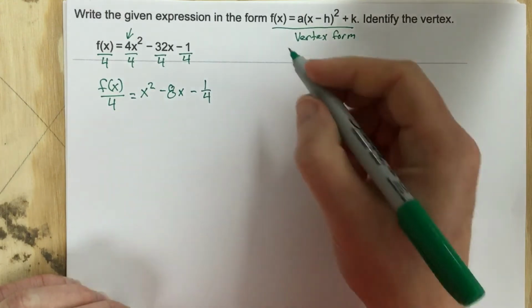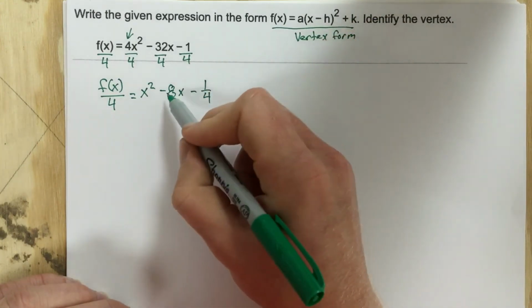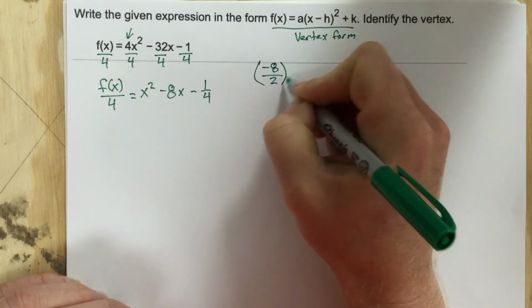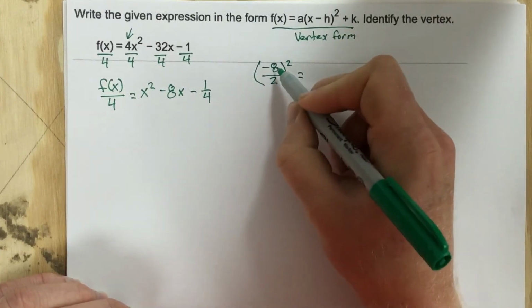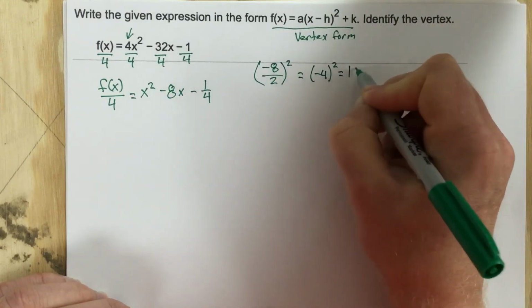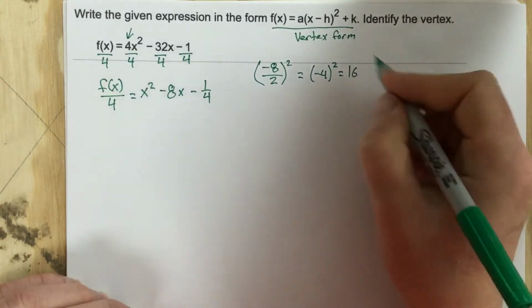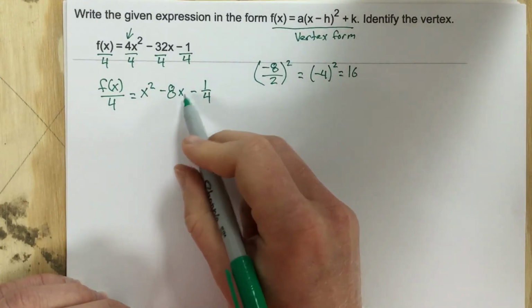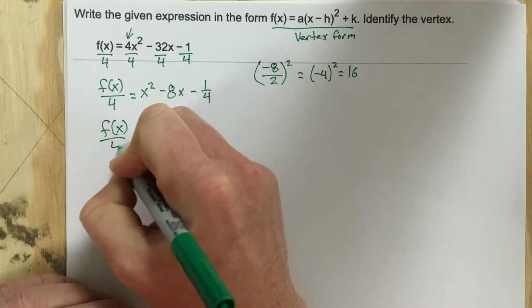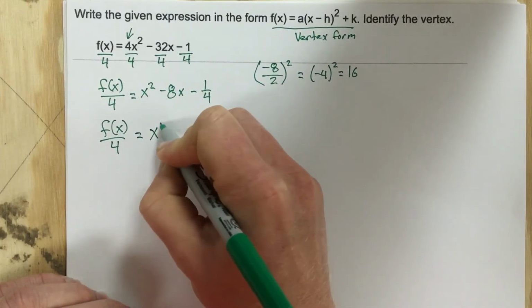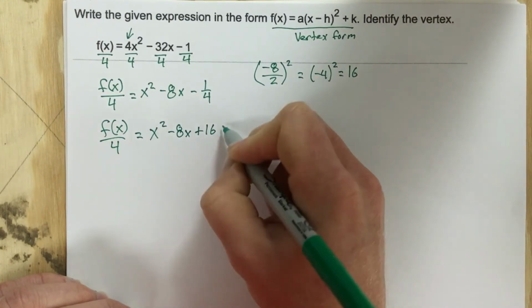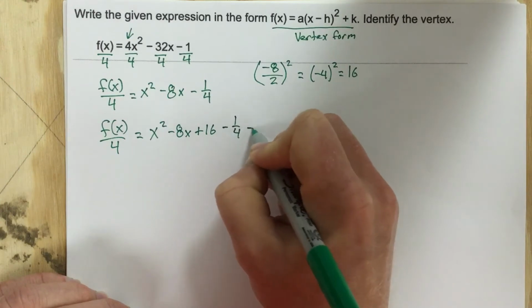So now we're going to complete the square. In order to complete the square, we're going to take negative 8, divide it by 2, and square it. When we take negative 8 divided by 2, we get negative 4 squared, which is 16. So 16 is what we're going to add and subtract on the right side of this equation. So we end up with f of x over 4 equals x squared minus 8x plus 16 minus 1/4, and then minus 16 out here.